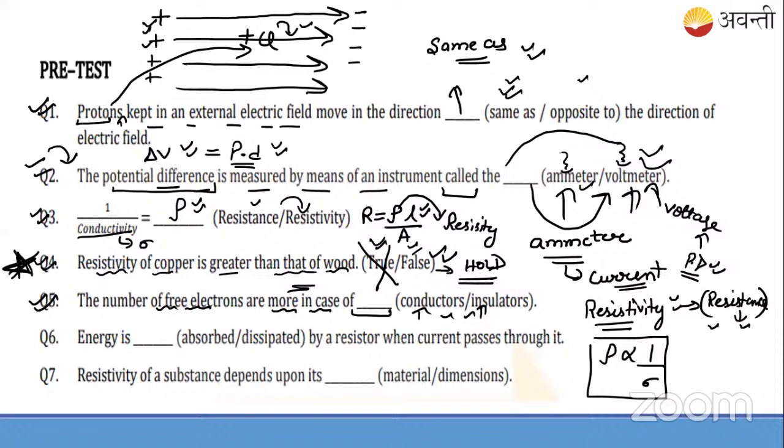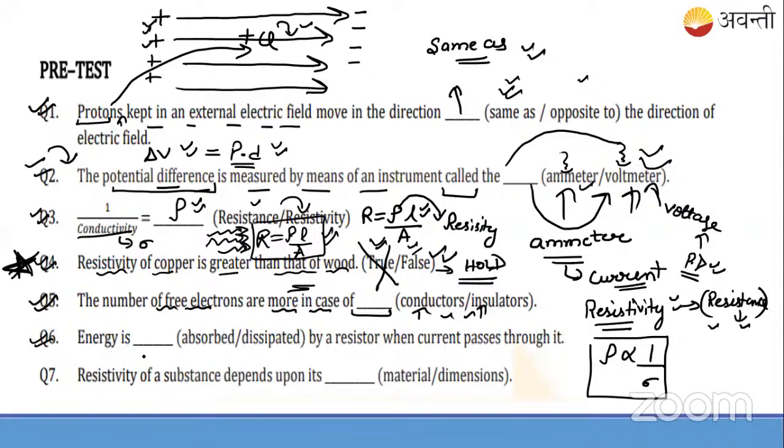Now let us come back to the fourth question, which we have just read. If you see the fourth question here, we'll analyze it by this formula, rho L by A. This is the formula via which we'll analyze. ठीक है ना? चलो ठीक.